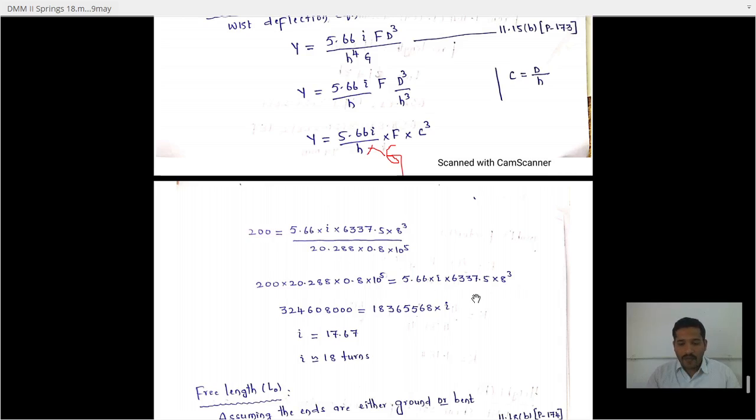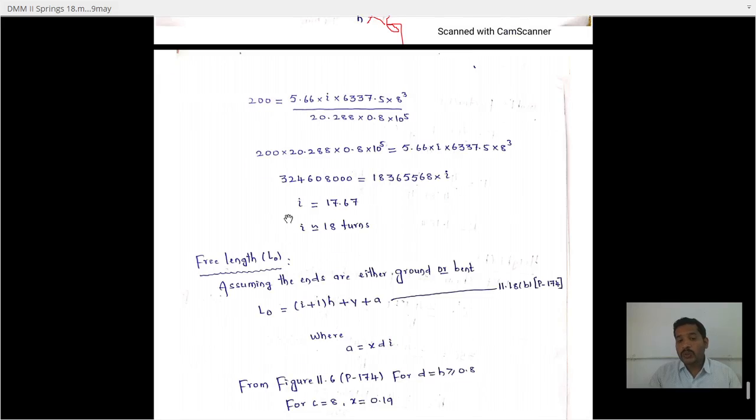So here if you multiply this term, then you will get the answer 18365568 into I. If you multiply this whole term, it becomes 324608000. Then you need to divide this value, and you will get I equal to 17.67. So 17.67 turns should be approximately equal to 18 turns. We can represent I equal to 18 turns.